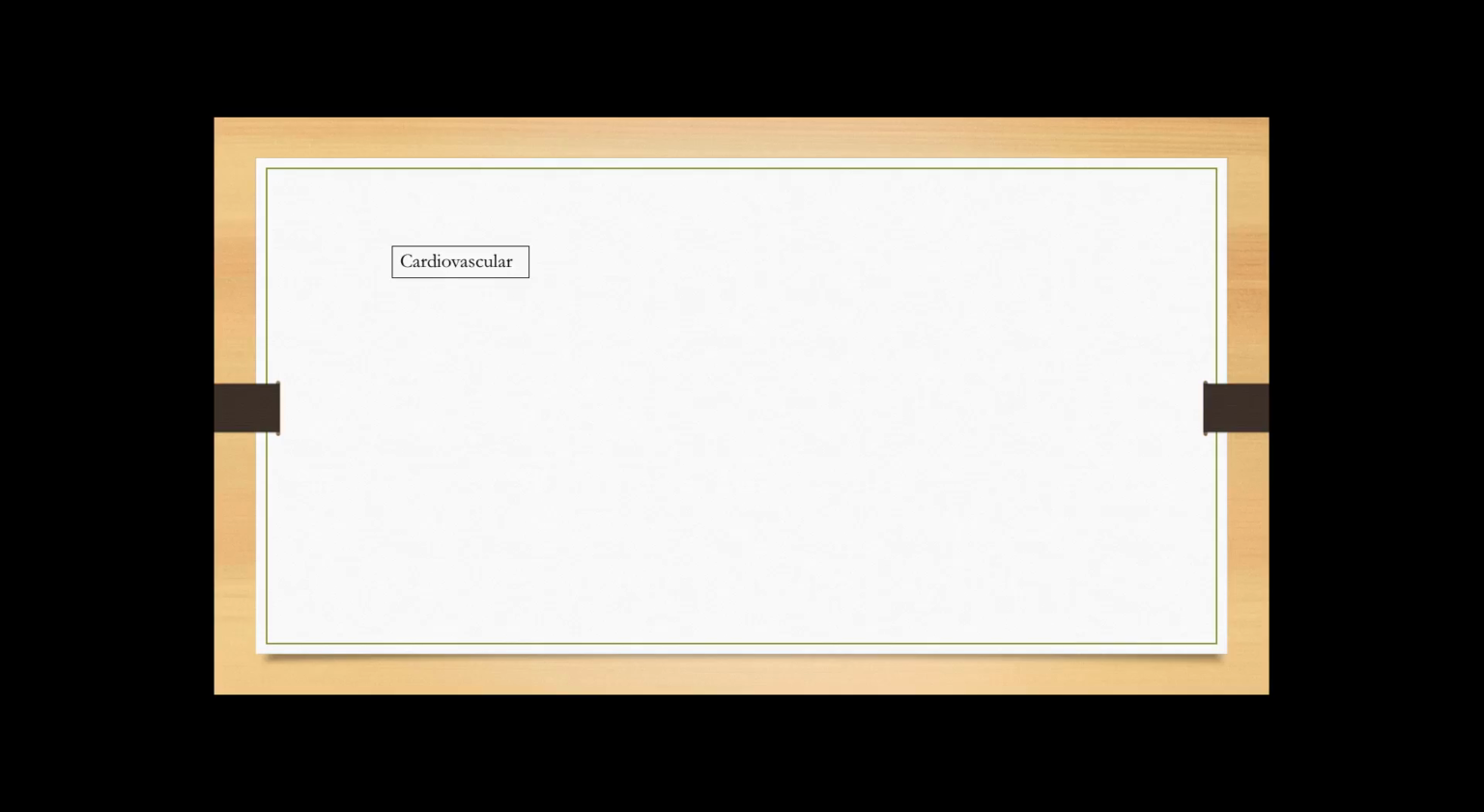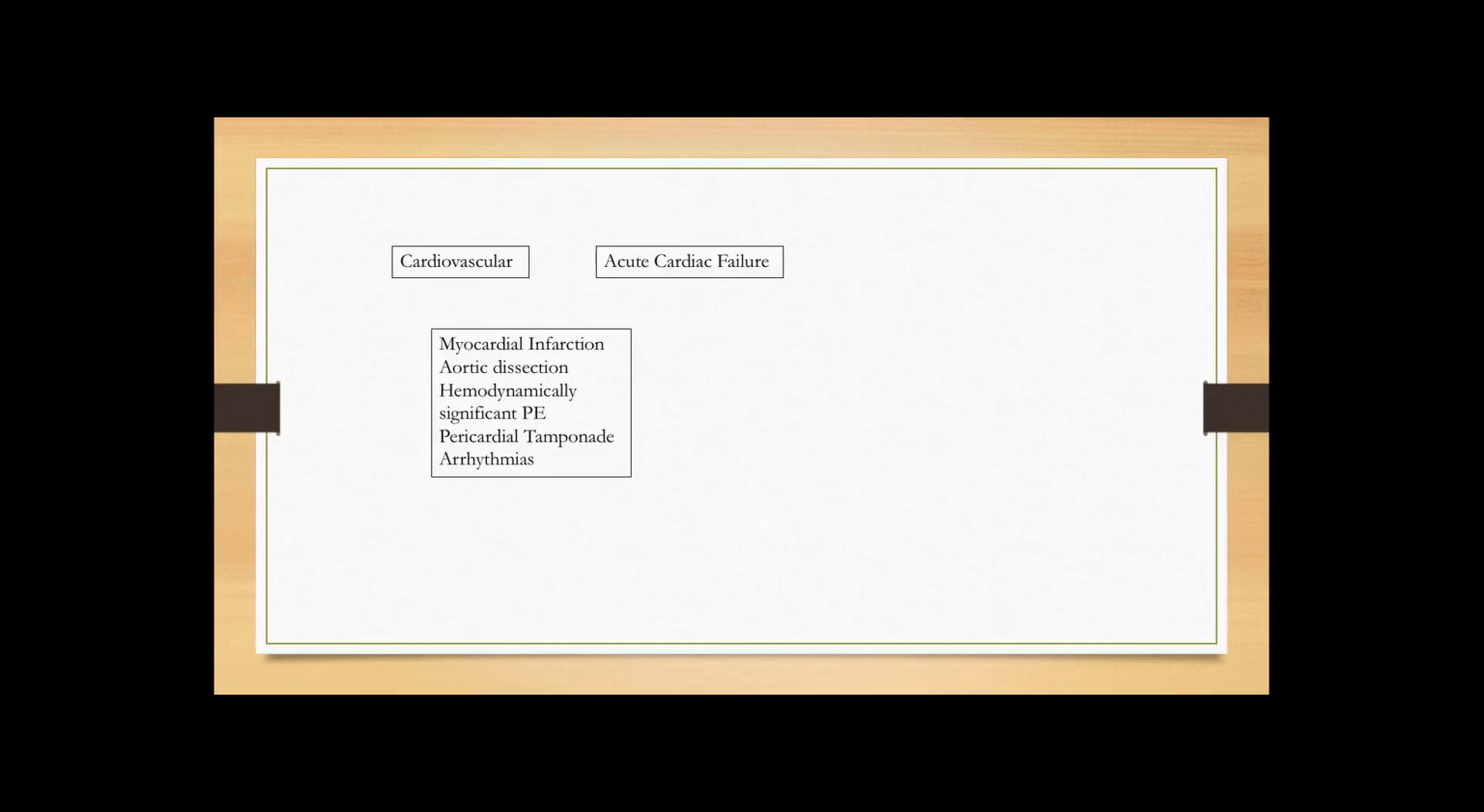So now let's talk about non-neurologic causes of coma or loss of consciousness. So you have cardiovascular causes, and one of the most common causes is acute cardiac failure, and this of course can happen in the setting of all these problems that you already are familiar with. So either a patient may have myocardial infarction, a massive infarction, aortic dissection, hemodynamically significant PE or pulmonary embolism.